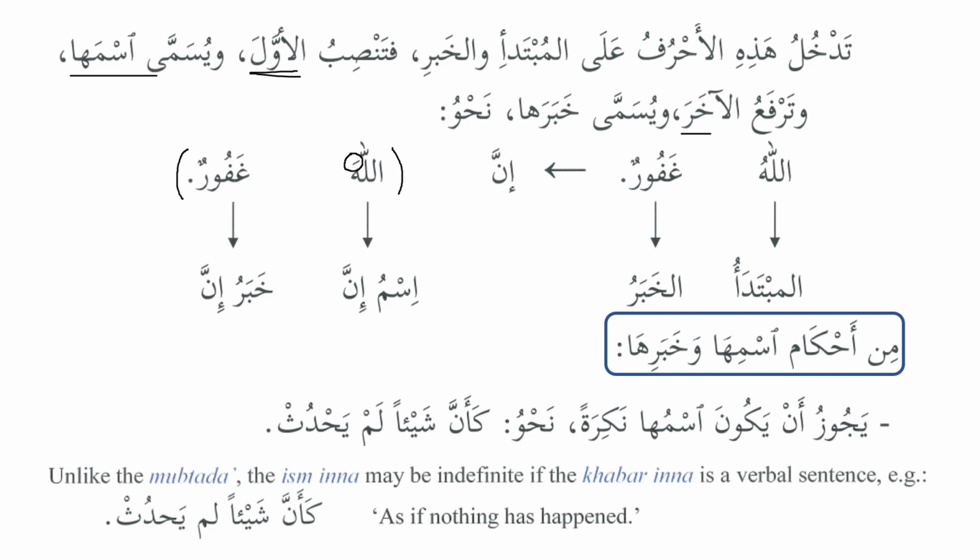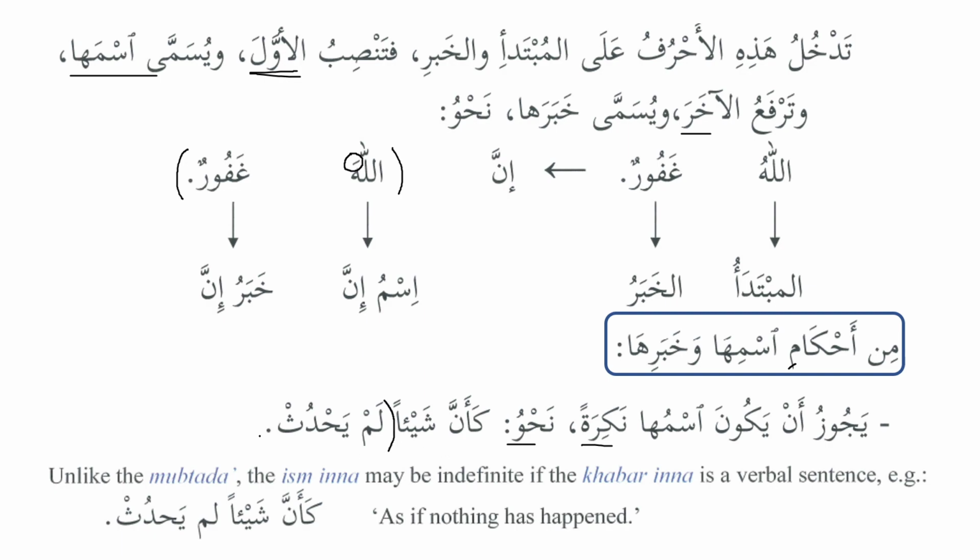Min ahkam ismiha wa khabariha. Now we look at some of the rulings of ismu inna and khabaru inna. What are those? Yajuzu an yakuna ismuha nakiratan. So its ism can be nakira. For example, كأن شيئا لم يحدث, as if nothing has happened. But what's the condition? Unlike the mubtada, the ismu inna may be indefinite if the khabar is a verbal sentence. So lam yahduth is a khabar.